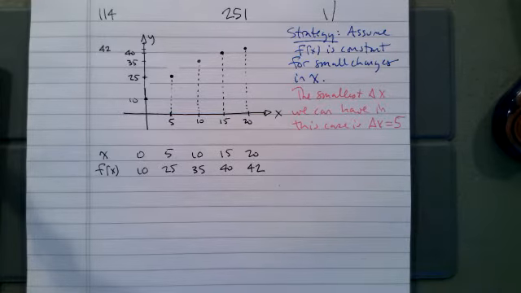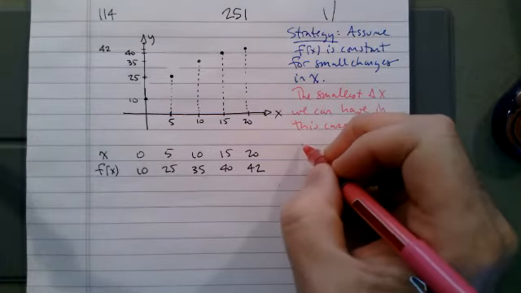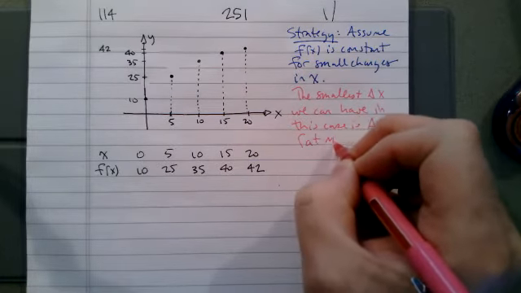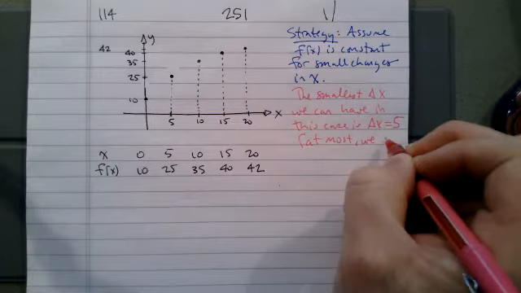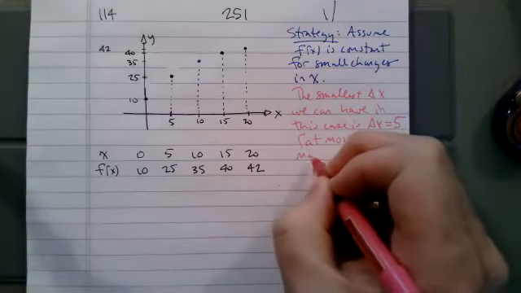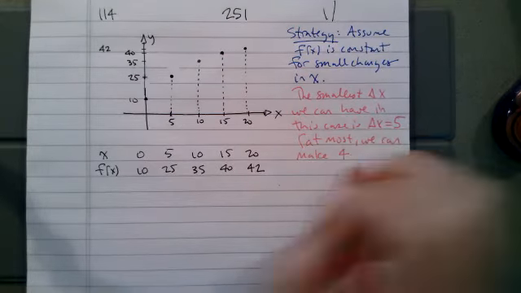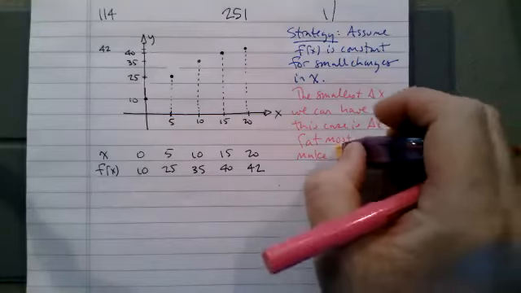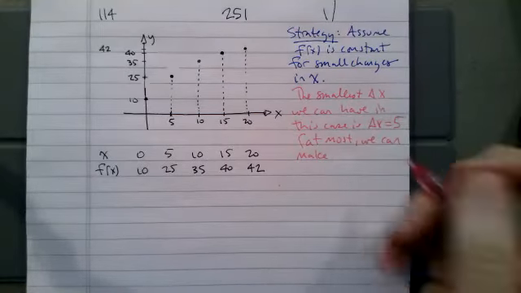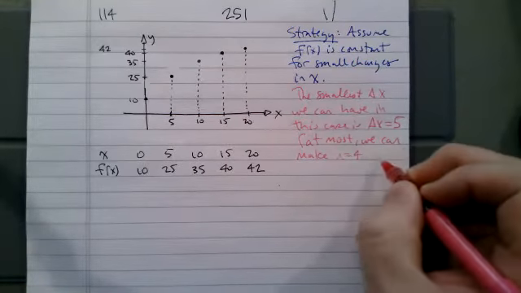So we can't say a delta x of 2 because we don't have information for what's going on at 2 or 4 or 6 or 8. So the smallest we can do is delta x equals 5. And that means the most rectangles we could use is 4. We usually call this n for number of rectangles. At most, we can make n equals 4 rectangles.